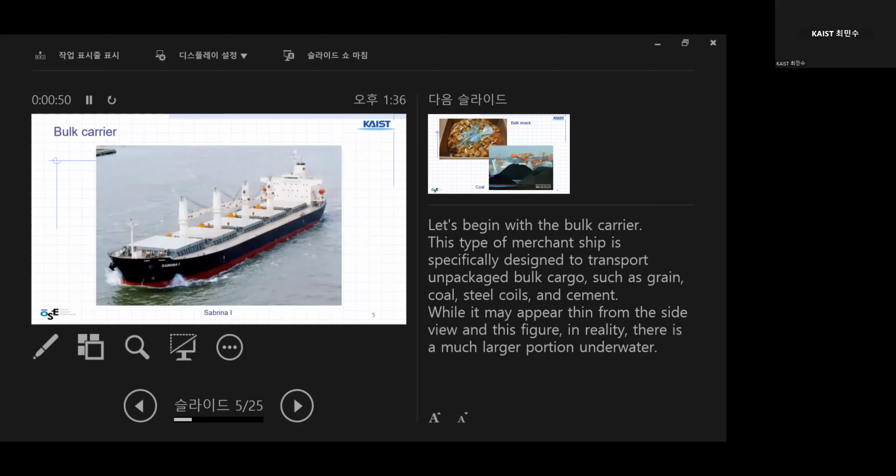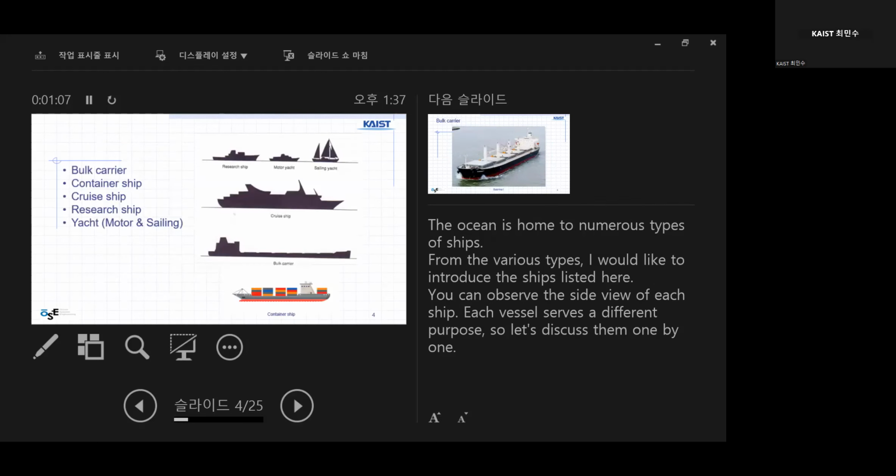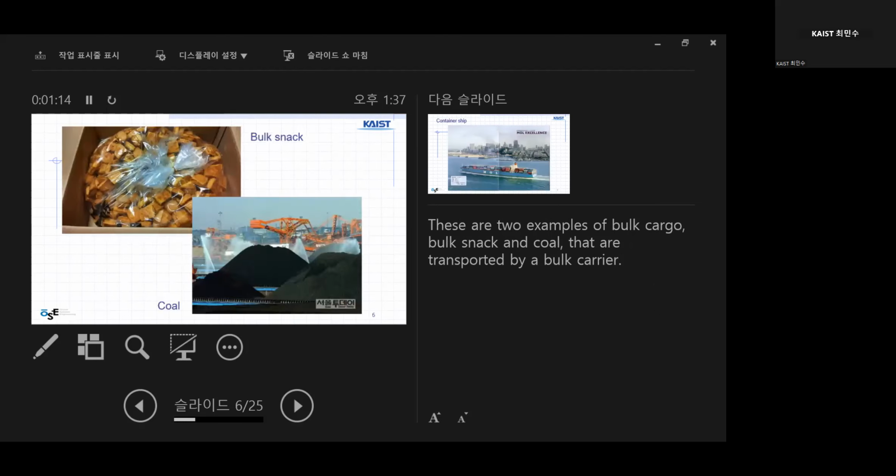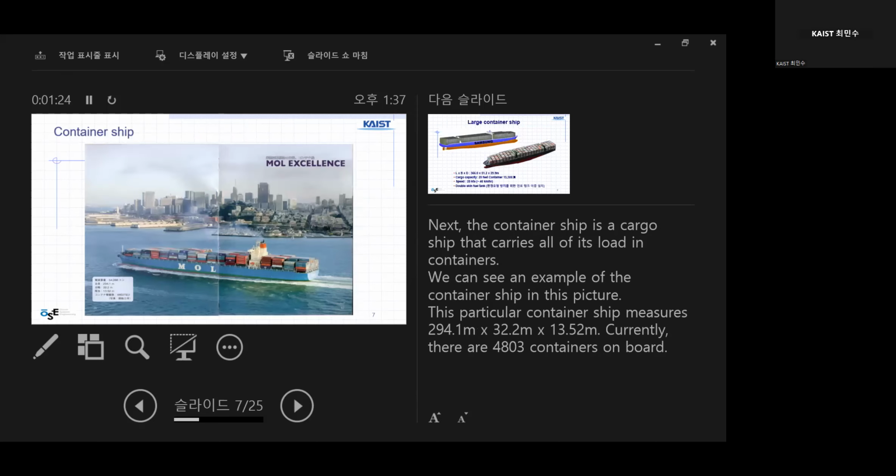First, let's begin with the bulk carrier. This type of merchant ship is specifically designed to transport unpackaged bulk cargo, such as grain, coal, steel coils, and cement. While it may appear thin in the side view in this figure, in reality there is a much larger proportion underwater. So these are two examples of bulk cargo, cement and coal, that are transported by a bulk carrier.